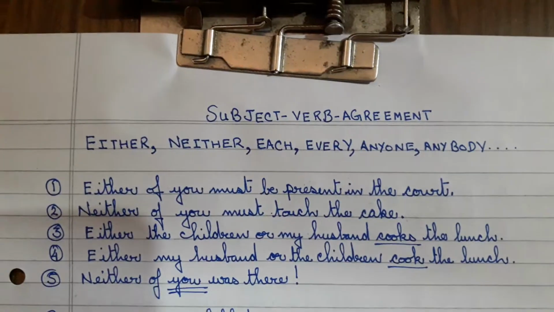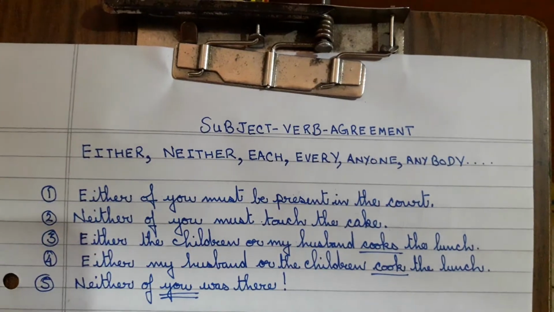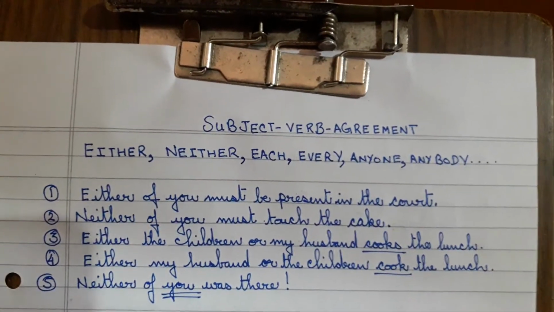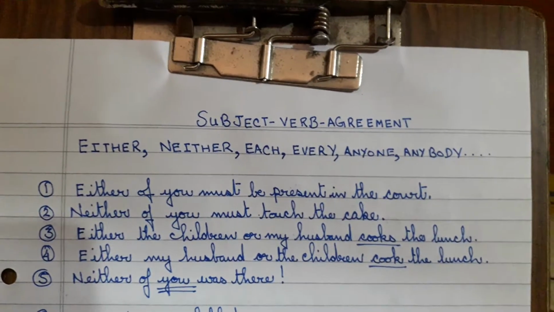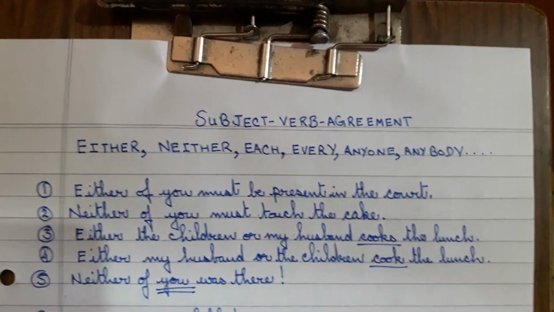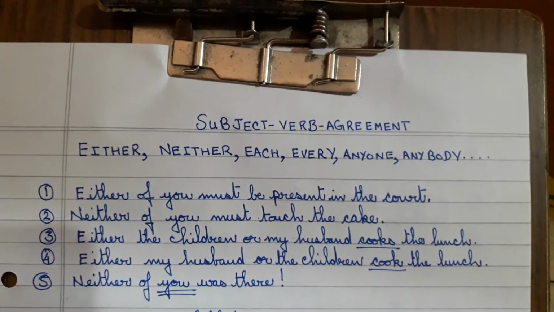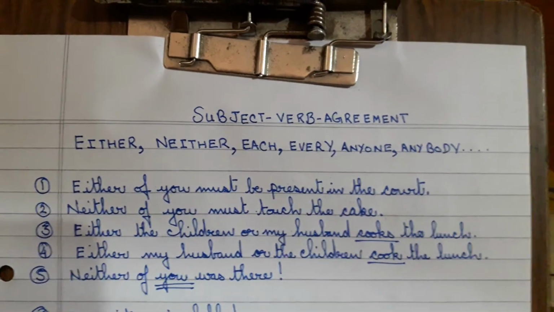Now look at the first two sentences. Either of you must be present in the court. So here there is no question of singular or plural because it's a be form of the verb. So either of you must be present in the court. Neither of you must touch the cake. Fine enough. But look at the fifth sentence.